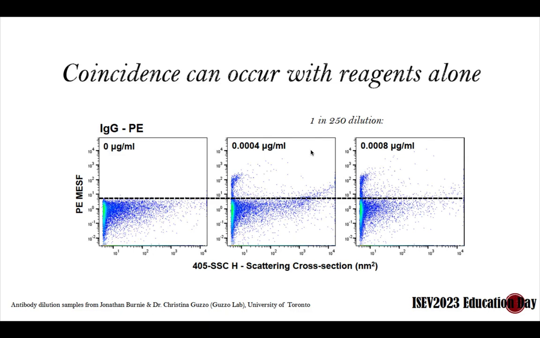So this example goes to highlight the fact that not only can you get coincidence with reagents alone, but that reagents contribute fluorescent events to your samples. And that's why we need that as a control for us to interpret our EV flow cytometry data. Because for those of you who have run stained EVs before, your EVs will definitely, some of them will be at that limit of detection, which is what you're seeing on the far left here.